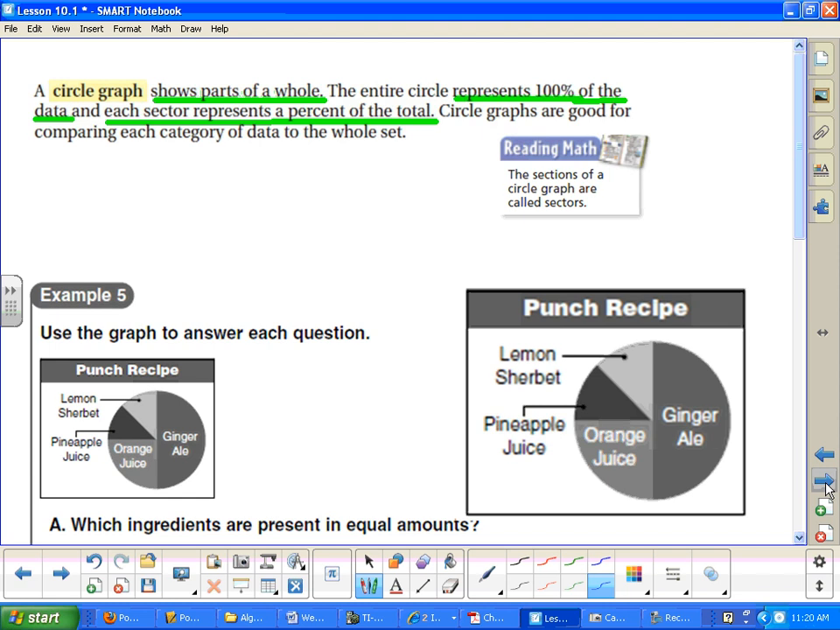All right. Circle graphs, or pie charts, sometimes they're referred to. They show parts of a whole. The entire circle represents 100% of the data, and each sector represents a percent of the total. Circle graphs are good for comparing each category of data to the whole set.